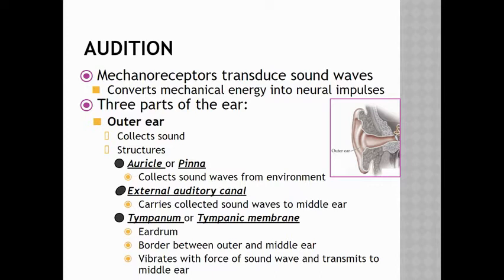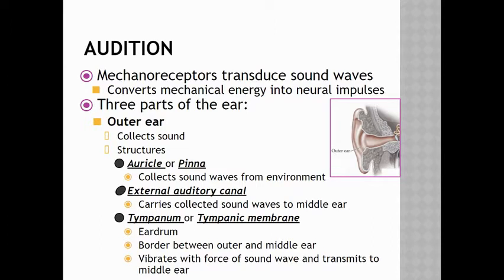The first is the outer ear, and the outer ear collects sound. The structures of the outer ear are the auricle, or pinna. That is the external ear that collects sound waves from the environment. Then is the external auditory canal. That is the tube that carries collected sound waves to the middle ear.